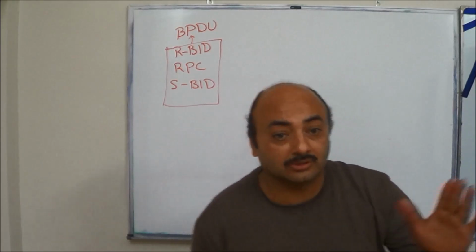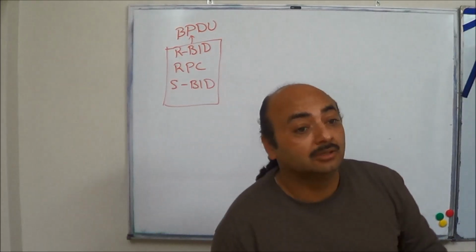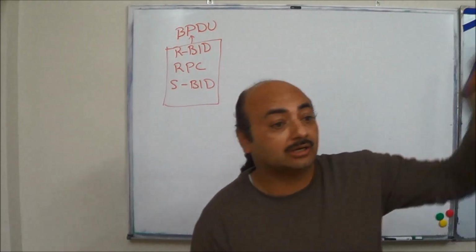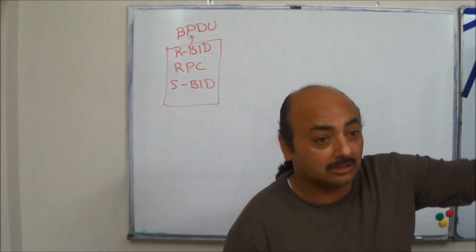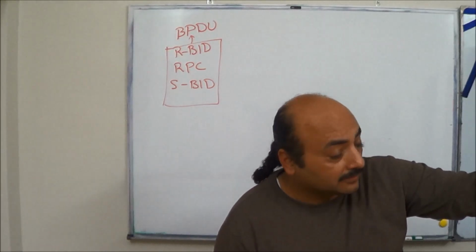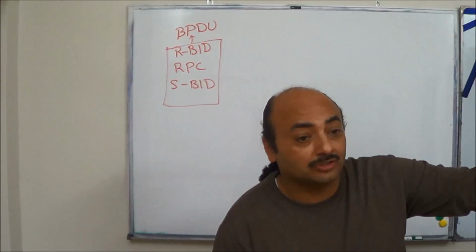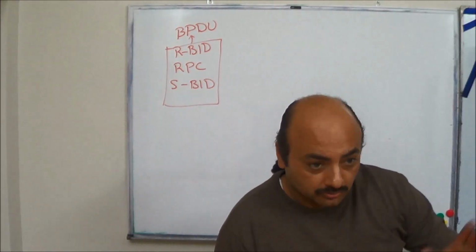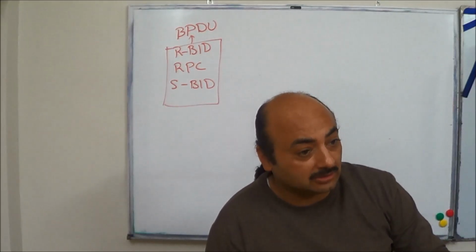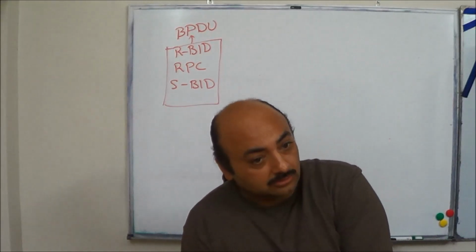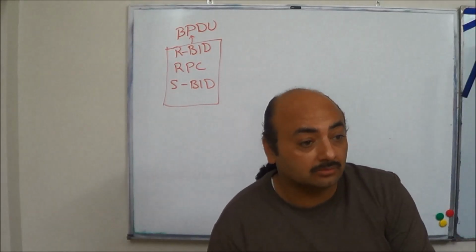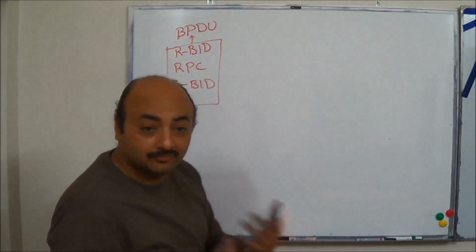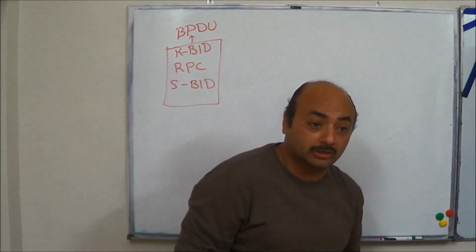Correct. So this will keep on going, and this will be propagated every 2 seconds. Every 2 seconds the root bridge will send its BPDU. Switch 2 will change what? RPC and the sender bridge ID. Switch 3 will change what? RPC and the sender bridge ID. This is what we have learned till now. We will be adding more things here gradually, but before we do that, we will define some more terms.